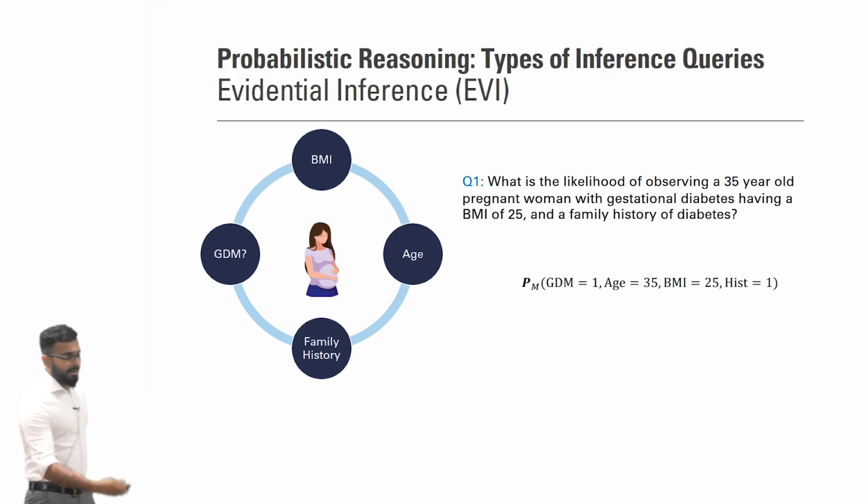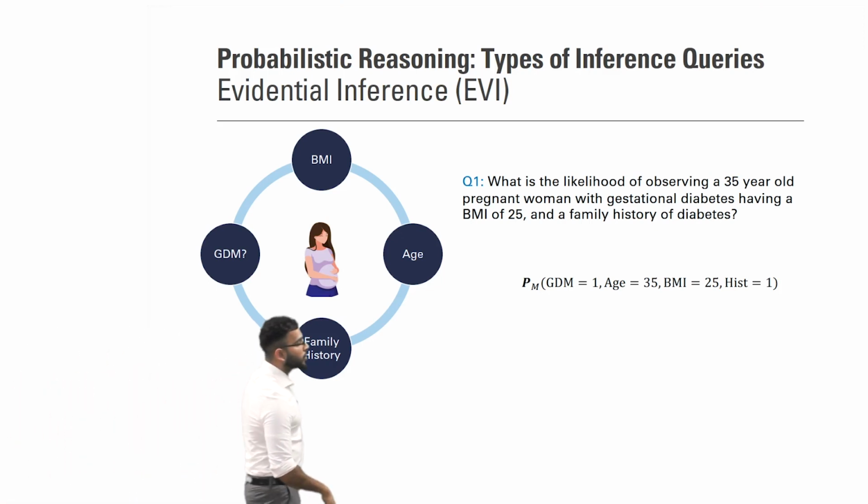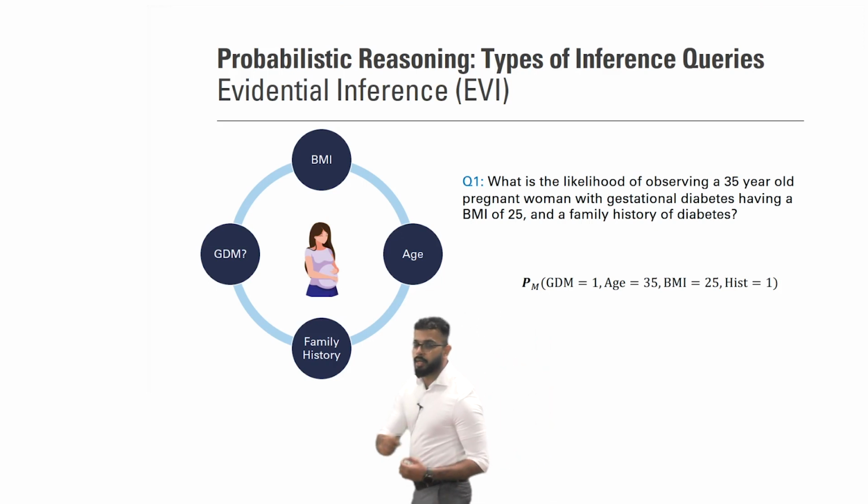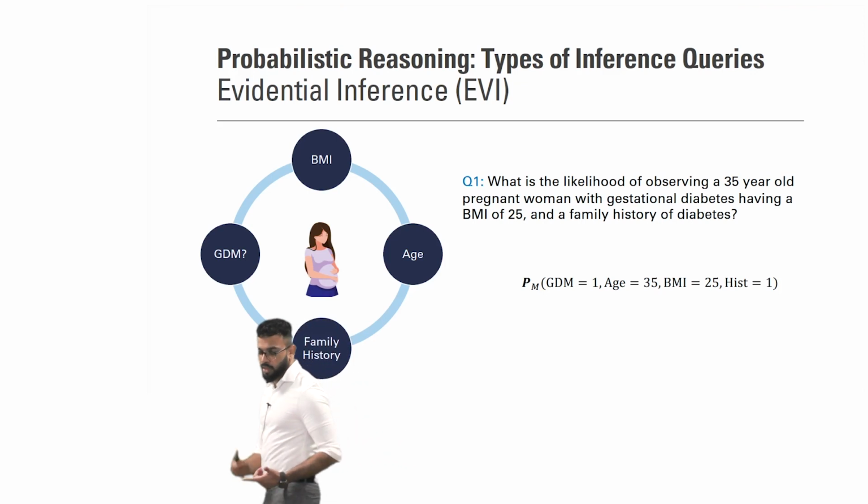Now, coming to inference queries, the first class of inference queries we will look at is called evidential inference. What evidential inference boils down to is computing the likelihood associated with a complete assignment of values to your random variables.